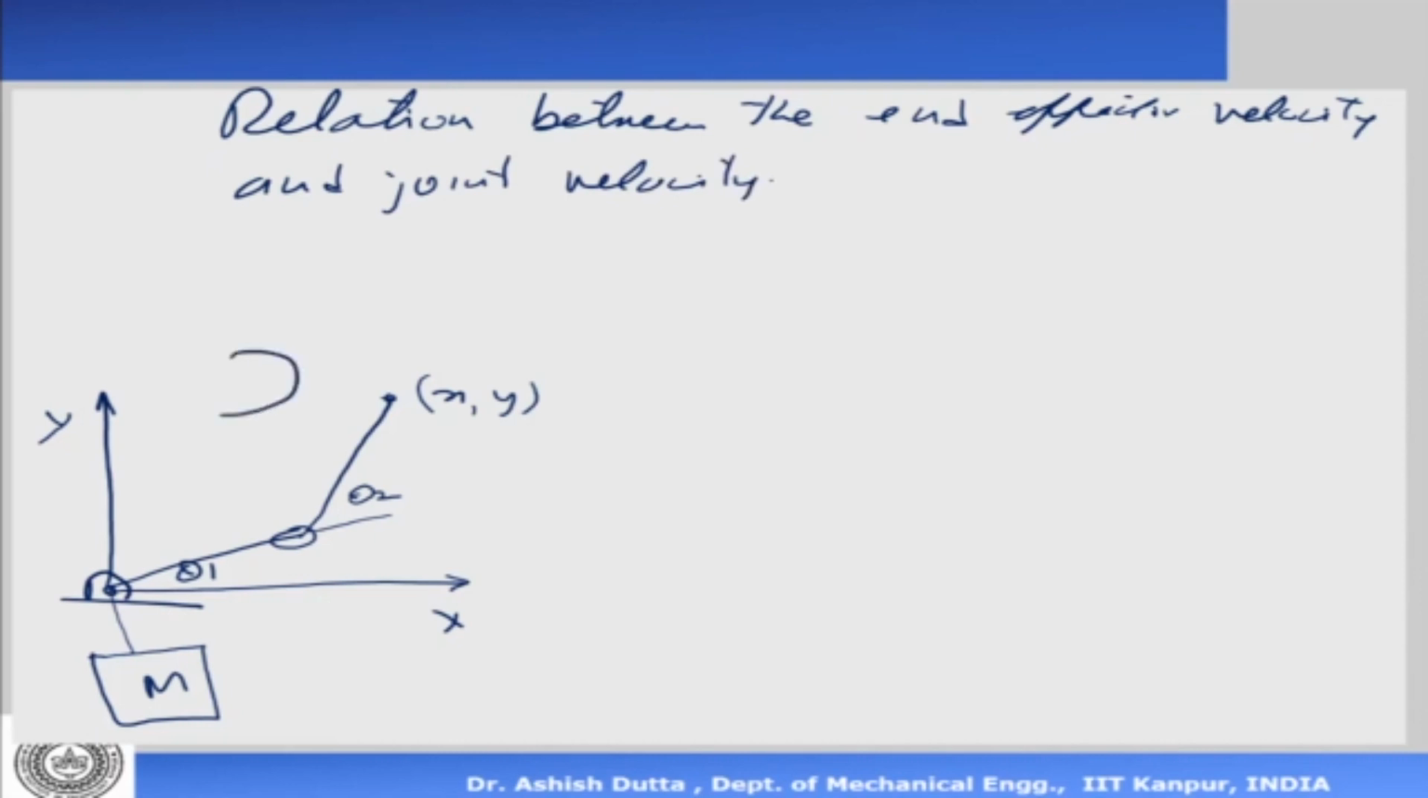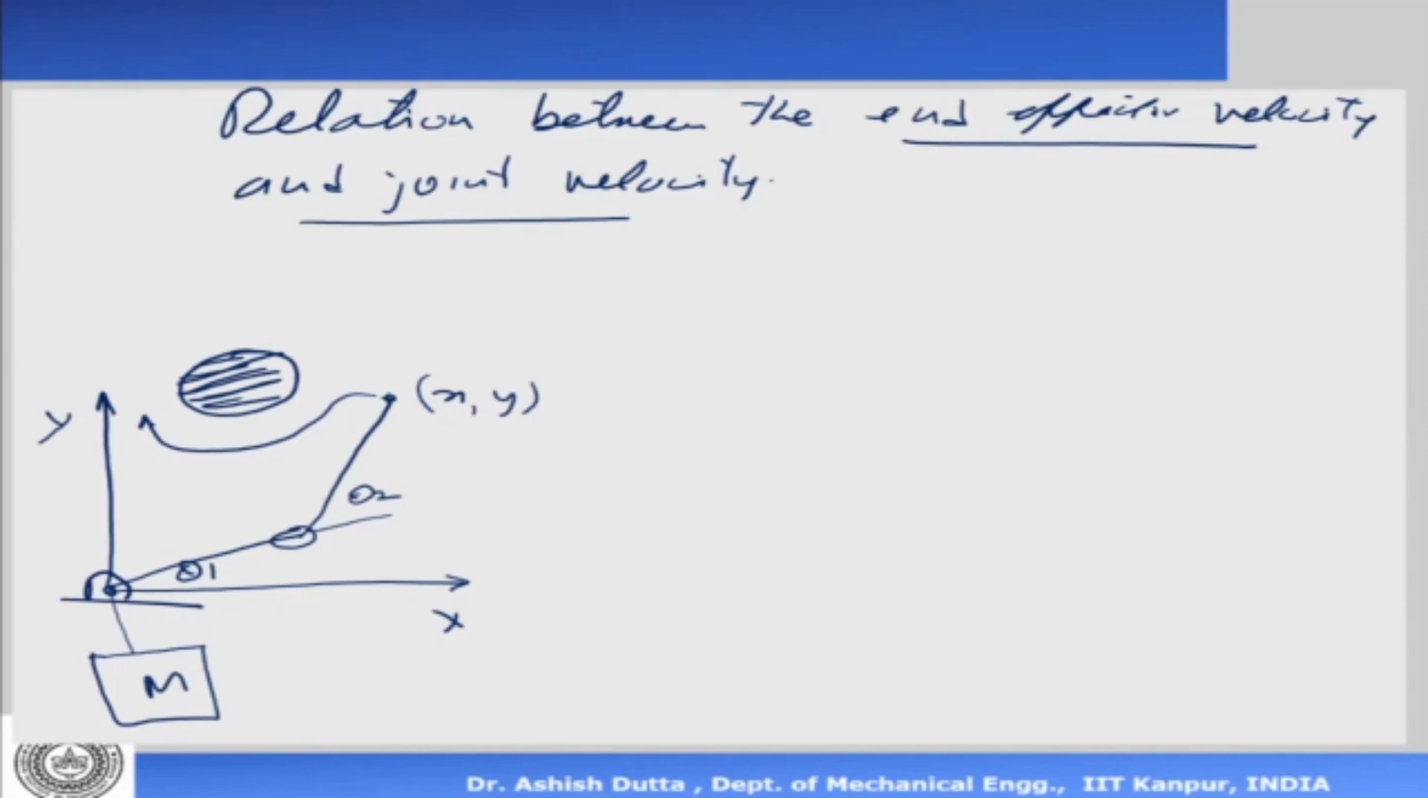For example, there is an obstacle here, I'm just giving an example, and you want to move the manipulator such that it goes like this and doesn't hit the obstacle. In that case, you need to find not only the position, the path, but also the velocities that will take the end effector along this path, avoiding that obstacle. So you need to find the relation between the end effector velocity and the joint velocity, right?